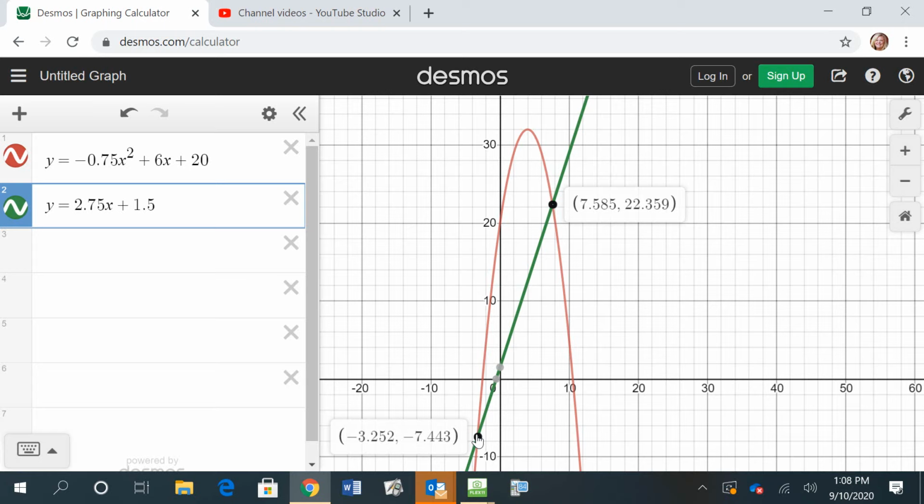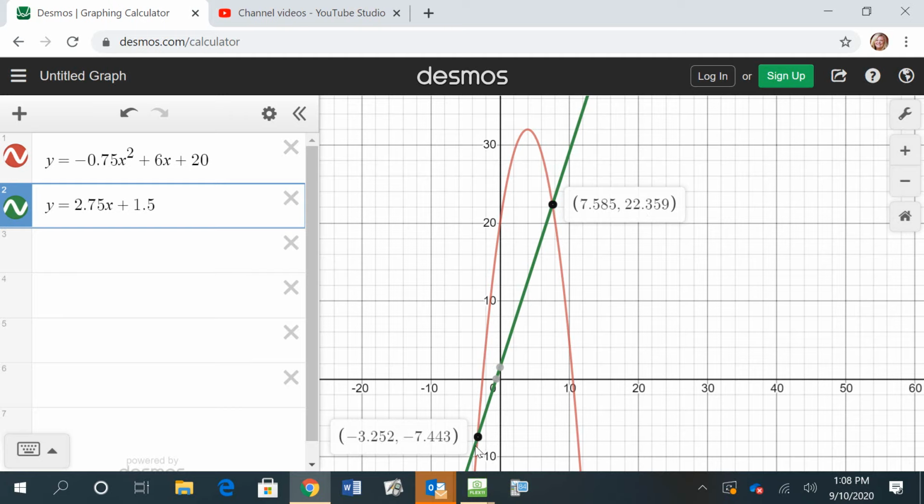Now let's talk about what these even represent. Remember, it states in this problem that x represents the number of months, over the first 10 months. And y is the value of the stock, or A of x, B of x, still representing y. The output is the value of the stock. So after about 7.5 months, that's where they intersect, the price of the stocks would be equal at $22.359 per share.